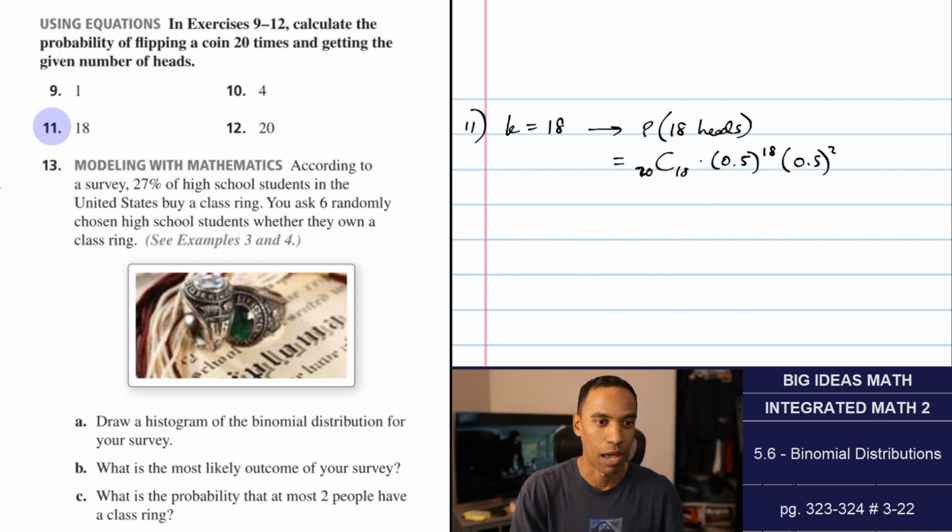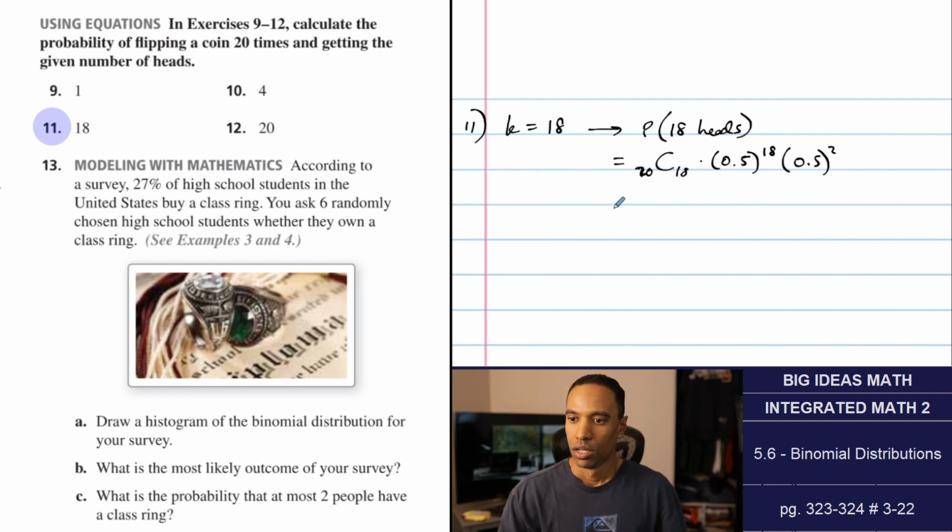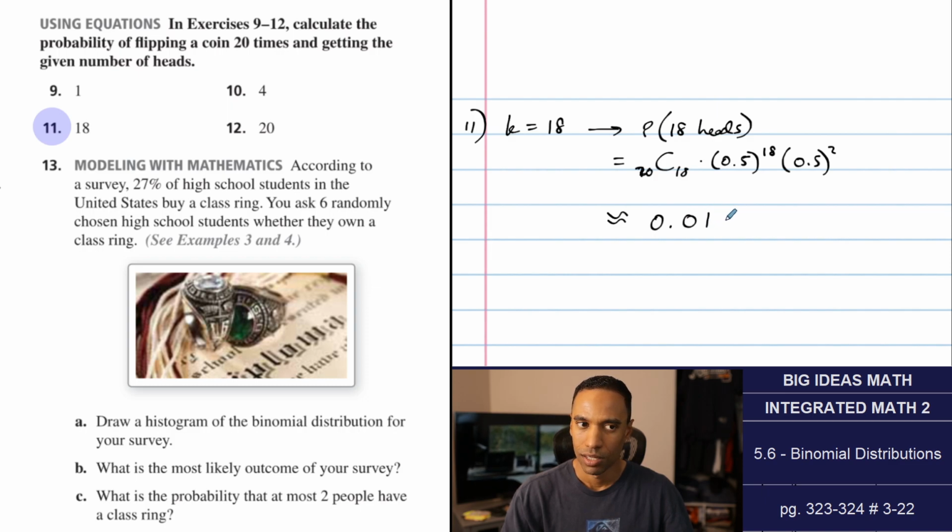Heck, for me, I might as well just be using my Binomial PDF distribution formula. So this is going to be, like I said, very, very small. 0.0181%.